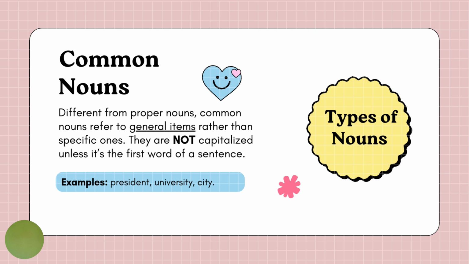Common nouns are different from proper nouns, which specify something's or someone's name. Common nouns just refer to general items rather than specific ones. They are not capitalized, unless it's the first word of a sentence. President, university, city, platform, social media, classes, students, parents. They are just common nouns, so you don't have to write them in capital letters.